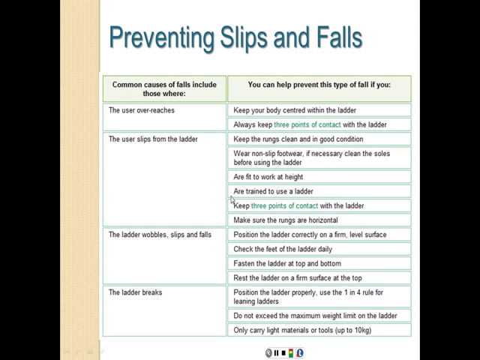Make sure that you are trained to use a ladder. Keep the 3 points of contact. And make sure the rungs are horizontal and properly aligned. If the ladder wobbles, slips and falls, again to avoid that, position the ladder correctly on a firm level surface. Check the feet of the ladder daily. Fasten the ladder at the top and bottom and rest the ladder on a firm surface at the top. The risk of the ladder breaking, again position the ladder properly. Use the 1 in 4 rule for the slope. Do not exceed the maximum weight limit on the ladder and only carry light materials or tools up to 10 kilograms, which is about 25 pounds.